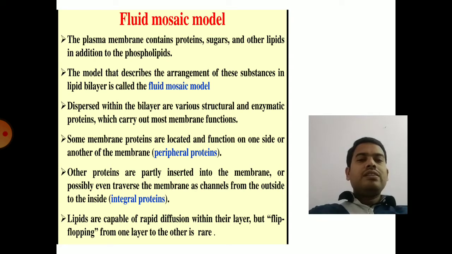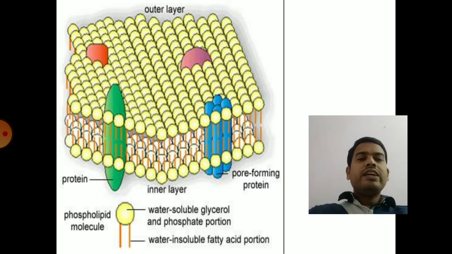The plasma membrane structure comprises a lipid bilayer, as we already know. You can clearly see the lipid bilayer where the polar heads are present on the outside and inside of the structure, and the hydrophobic non-polar tails are embedded in the outer and inner layer. So this is the structure of the lipid bilayer.